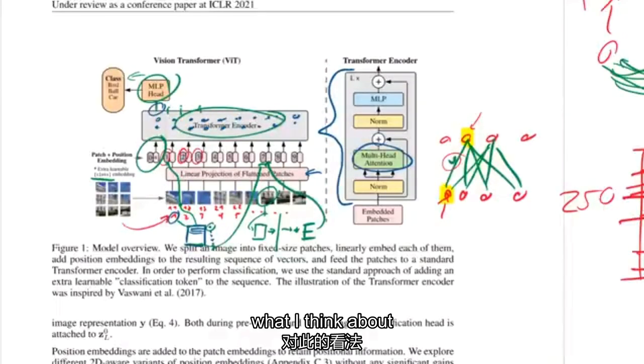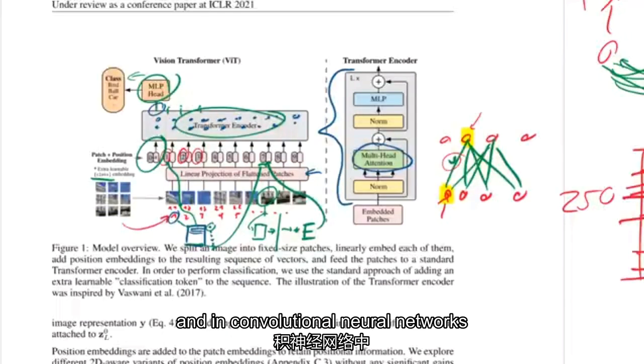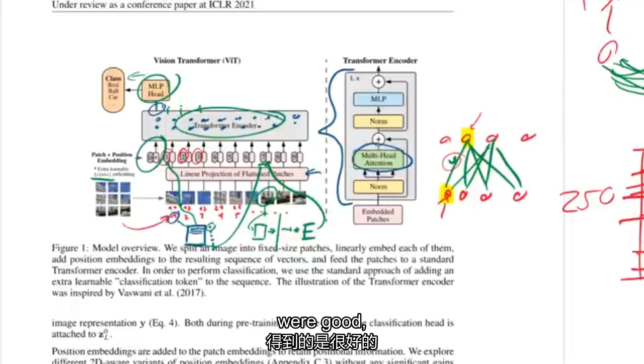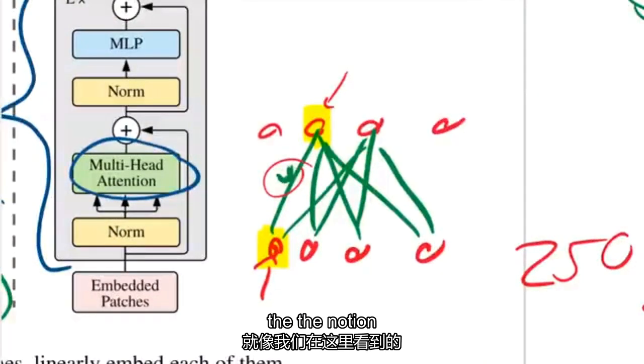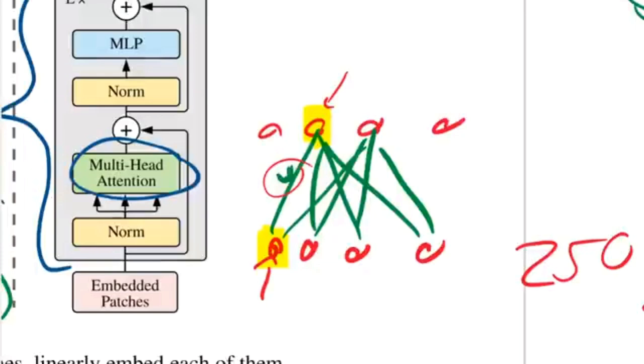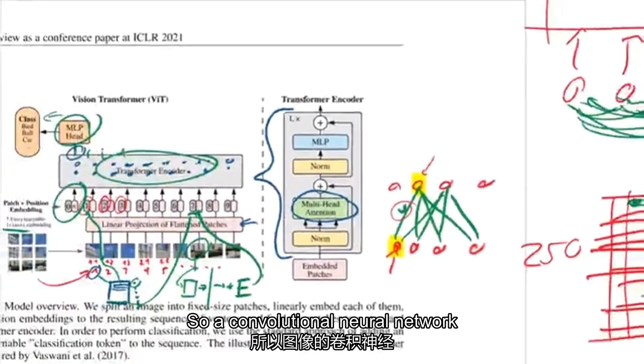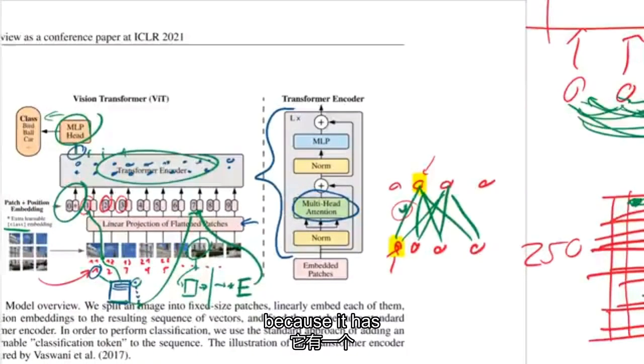And here's what I think about this. So what you had in LSTMs and in convolutional neural networks were good inductive priors. So technically, if you think about it, if you have something like an MLP, a feed-forward network, like we looked at here, the notion should be that it could technically learn any function, right? A feed-forward network can technically learn any function, but it's kind of unstable and so on. You know, if you shift by a pixel, all the inputs are all weird and so on. So a convolutional neural network for images seemed pretty good because it has a good inductive prior.